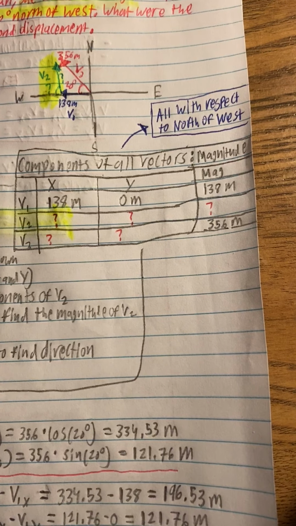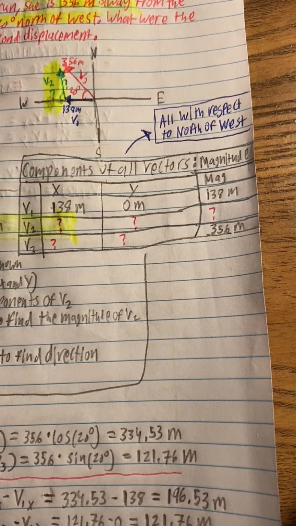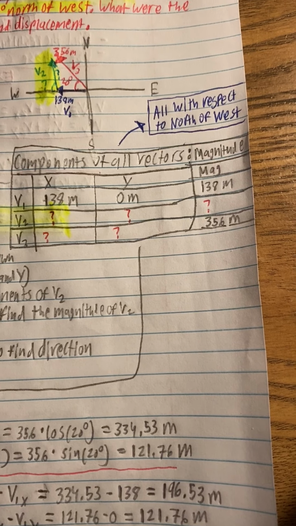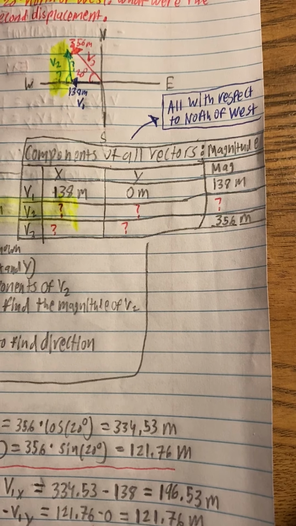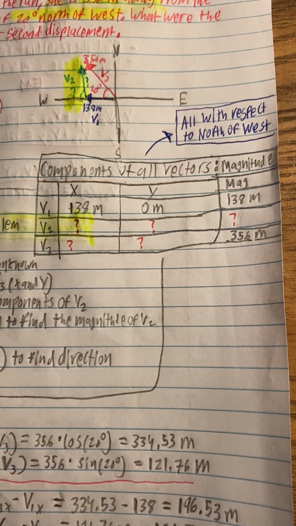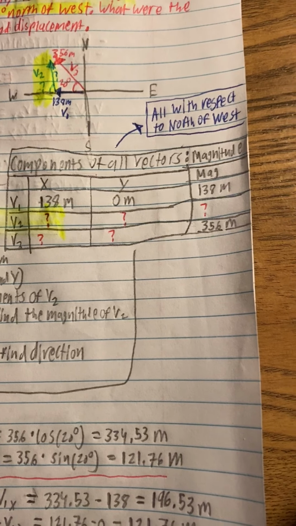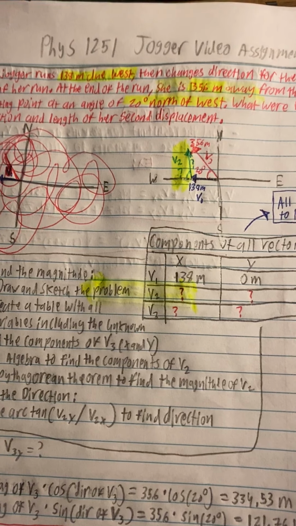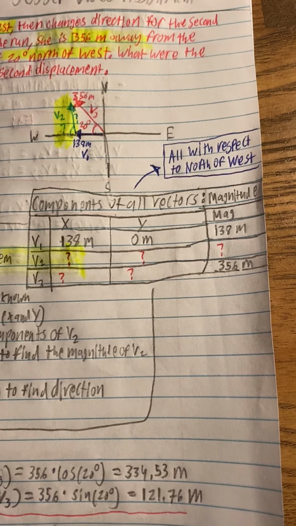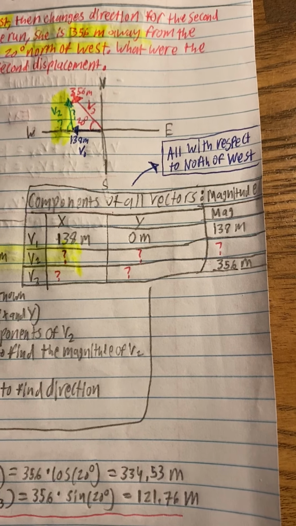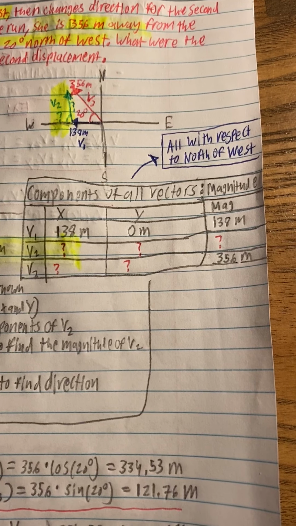We need to find those as well in order to help solve the problem, because what we're given is the magnitude for vectors 1 and 3, the x component of 1, and the direction of 3, which is 20 degrees north of west. Keep in mind, this chart is saying all with respect to north of west.